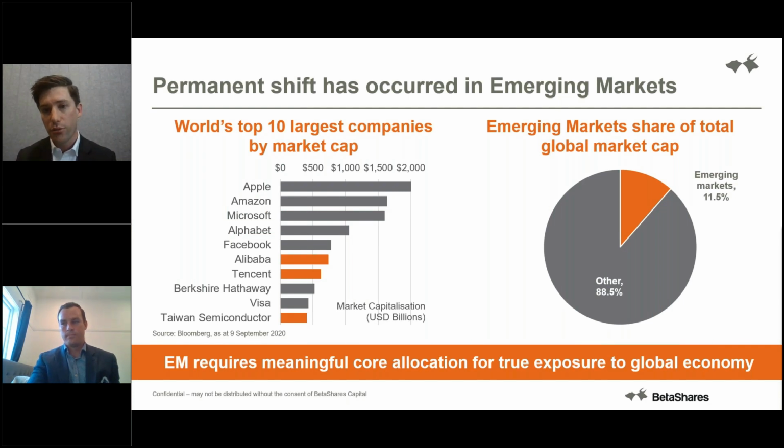We see here 3 of the top 10 largest companies in the world by market cap are emerging market technology companies. And if we look at the total equity market capitalization across the globe, emerging markets represents 12% of that. Just out of interest, Australia is only 3%. So if you're looking to build a globally diversified portfolio, you can't ignore emerging markets.